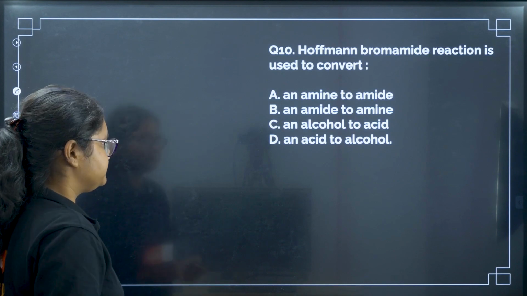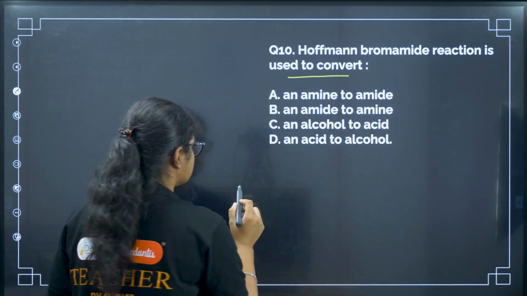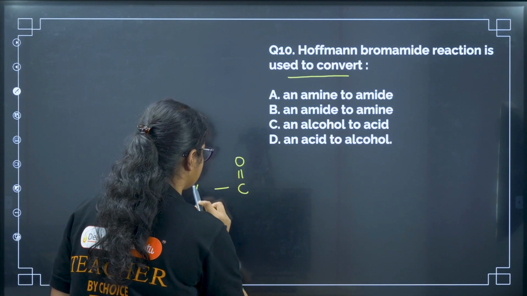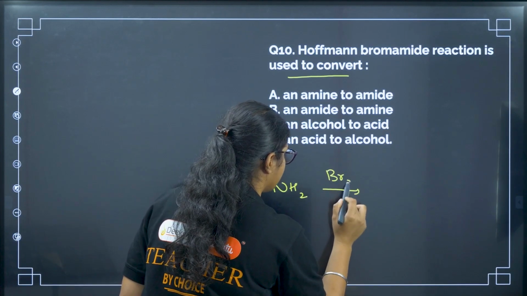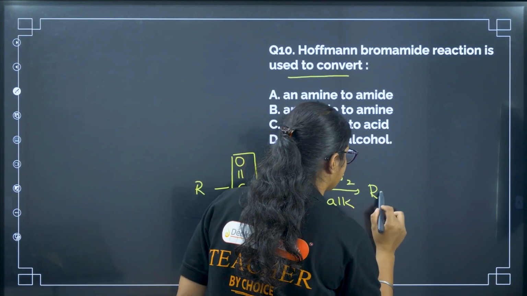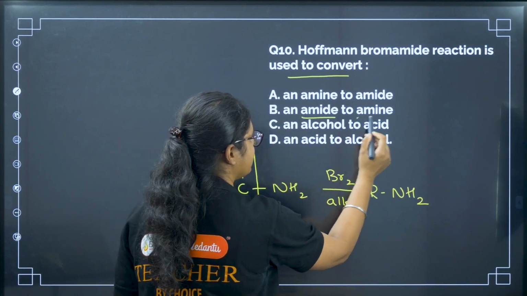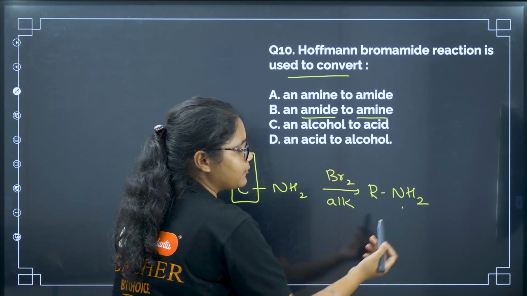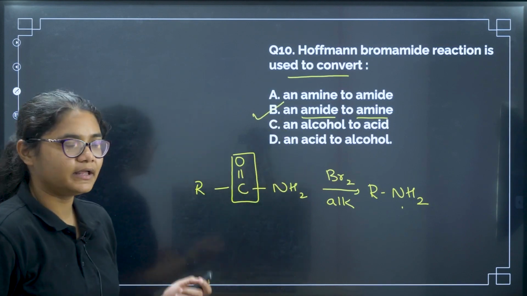Okay, next question. Hofmann bromamide reaction is used to convert. So we know if we have RCONH2 and we have Br2 in alkaline medium, that will remove this CO and we will get RNH2, right? So the correct answer is from amide to amine. This is an amide group and the product formed is an amine group. So the correct answer for this question will be option number B.